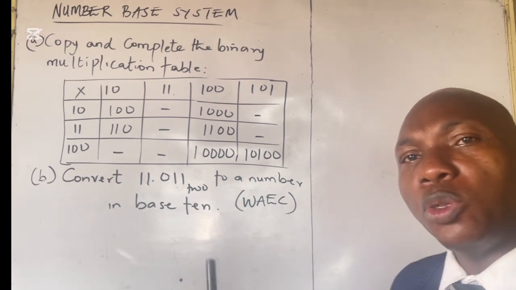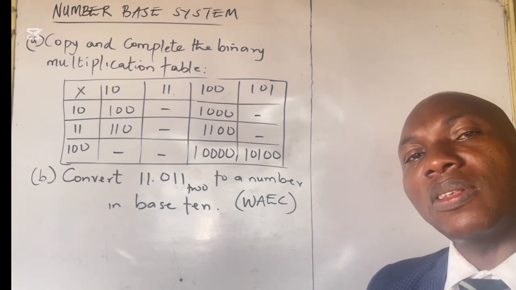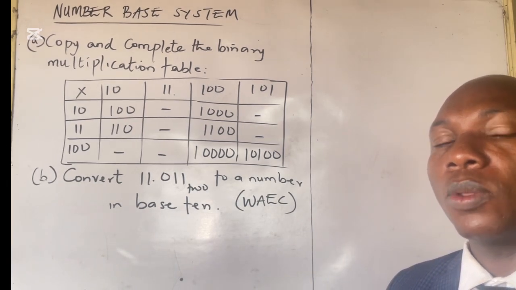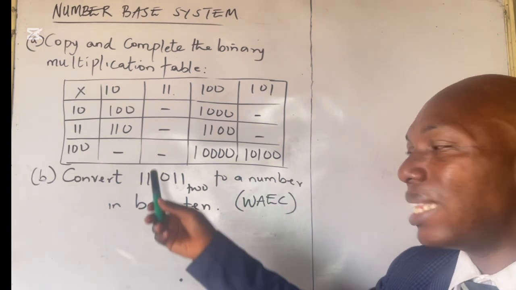So if you use a calculator to solve this problem, you'll be getting figures like 2, 3 in some of your answers. While some may be right, the majority of your answers will be wrong. So let's see how we do this.